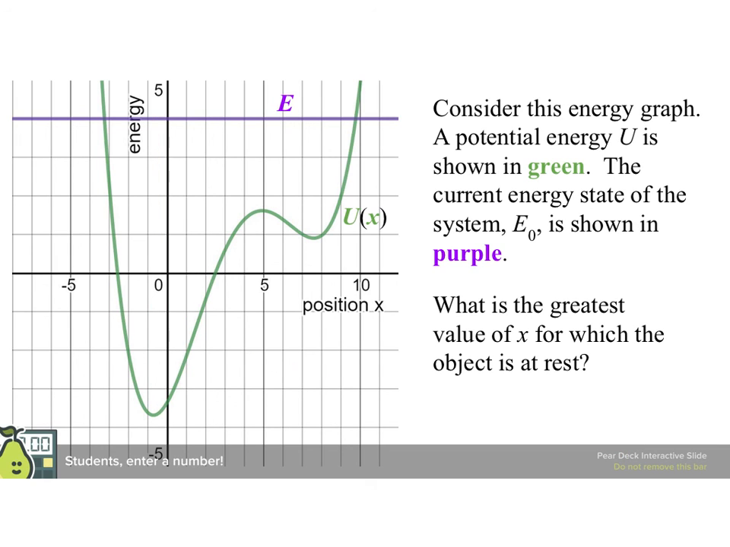Same setup, and we want to know what is the greatest value of x for which the object is at rest. And of course, at rest means kinetic energy equals 0, which means E equals U, which means intersection. So we look at the intersections. They occur here, our two turning points. And the greater value is, of course, here, where x is about, maybe 9.9 or something like that.